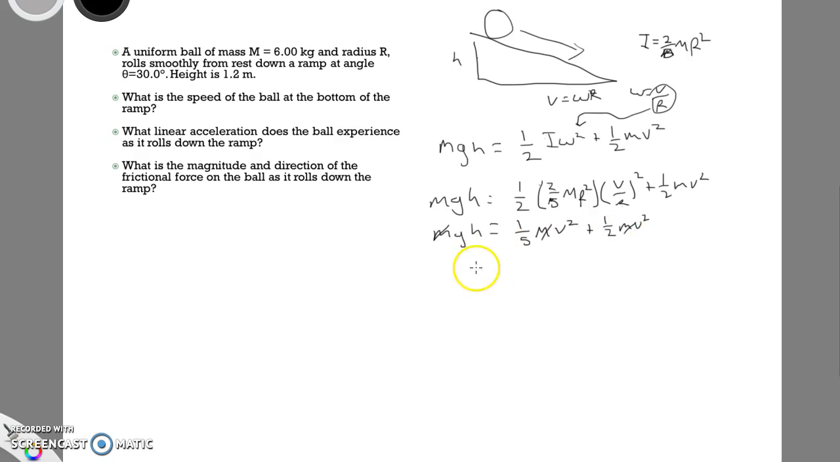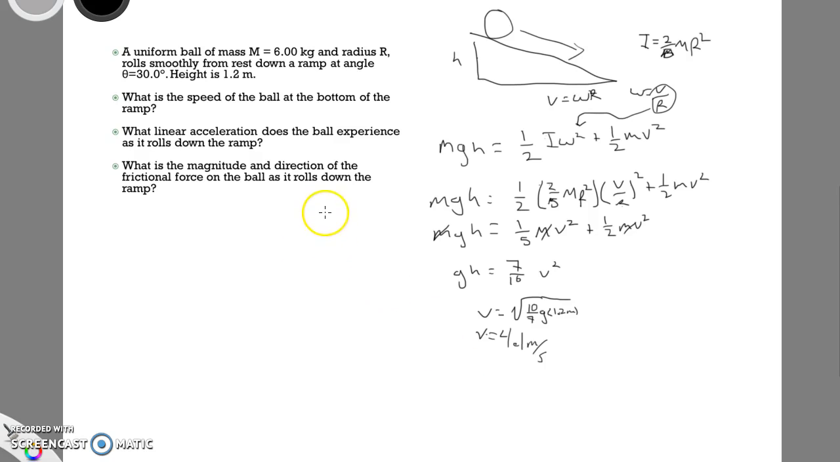All right, we're going to combine these, so we get that gh equals 1/5 and 1/2. So that would be 5/10 plus 2/10, so 7/10 v squared. So v is equal to the square root of 10/7 times g times the height of 1.2 meters. And that will tell us how fast it's going at the bottom. Okay, so we should end up with a velocity of about 4.1 meters per second.